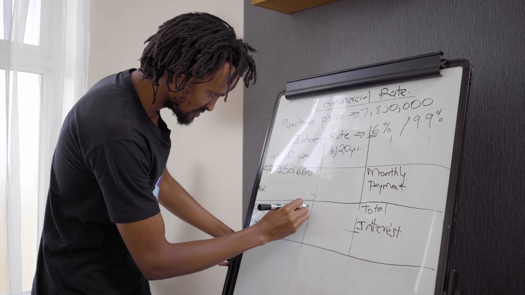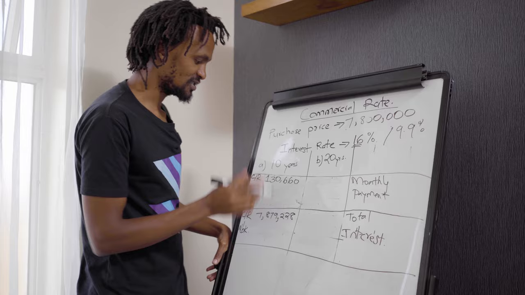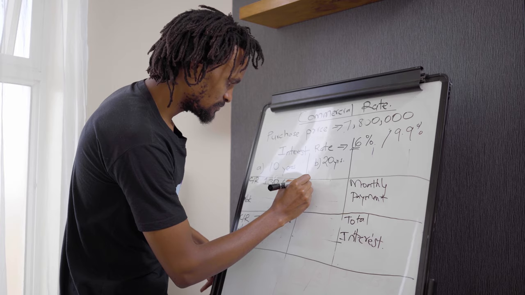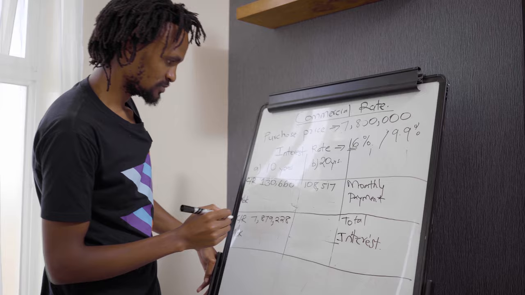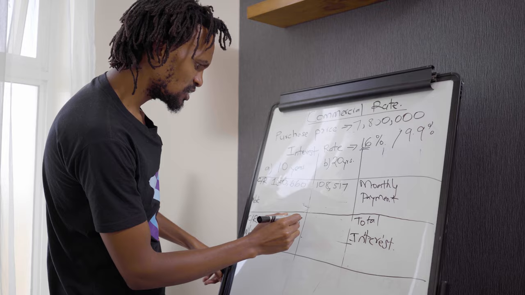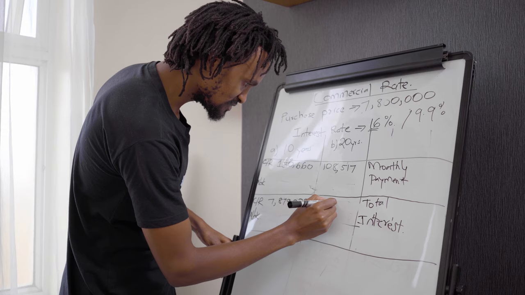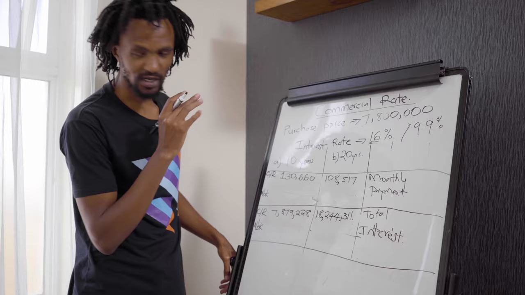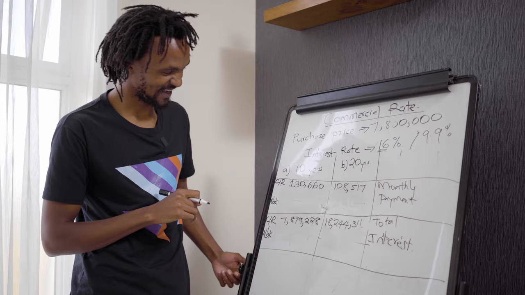The same scenario for 20 years now. This is going to be painful. Monthly, 108,517. Interest, 18 million. God, 18 million. Total 244,000... 311. No, mark me absent. At all. If you work for the bank in this case, then it just means you exist to make the bank rich. Interest rate? 9.9.